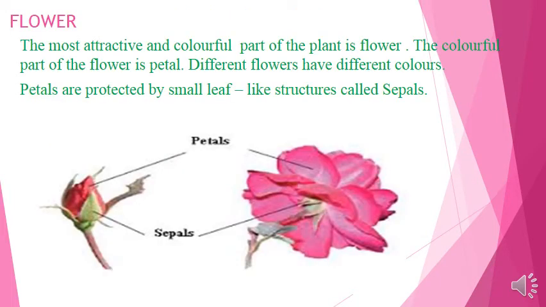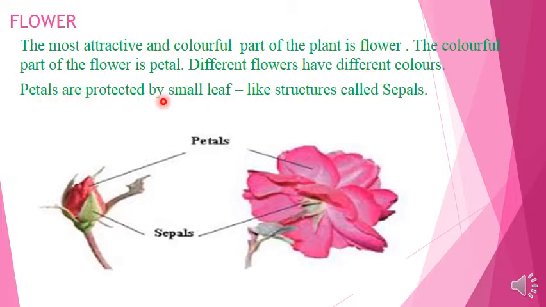The most attractive and colorful part of the plant is the flower. The colorful part of the flower is called the petal. You can see here a variety of flowers have different colors on them. These colorful parts of the flower are called petals. Different flowers have different colors.